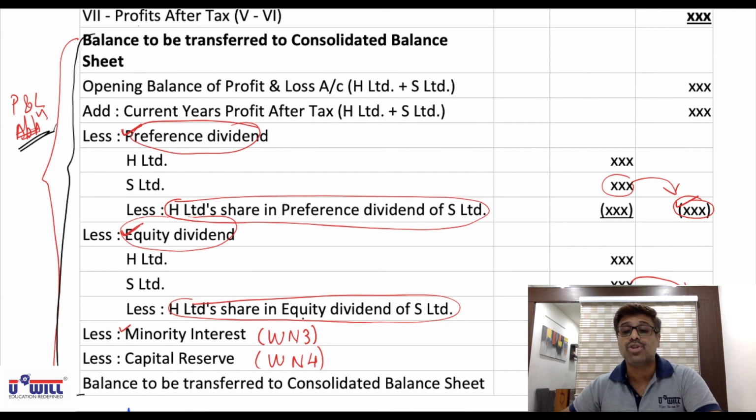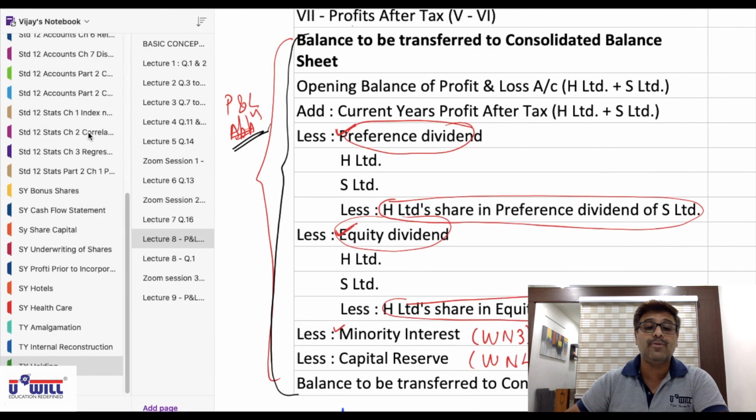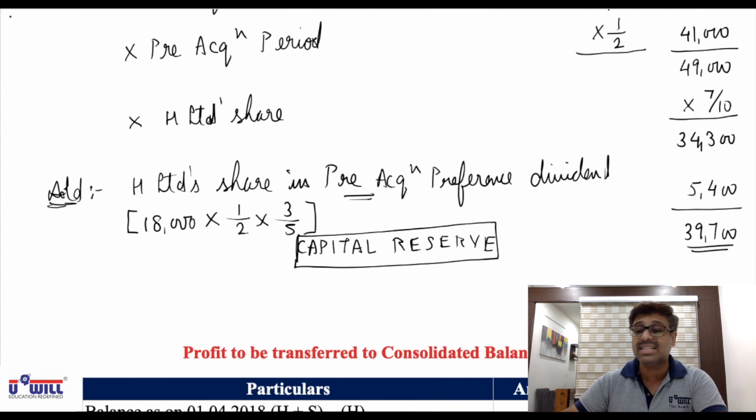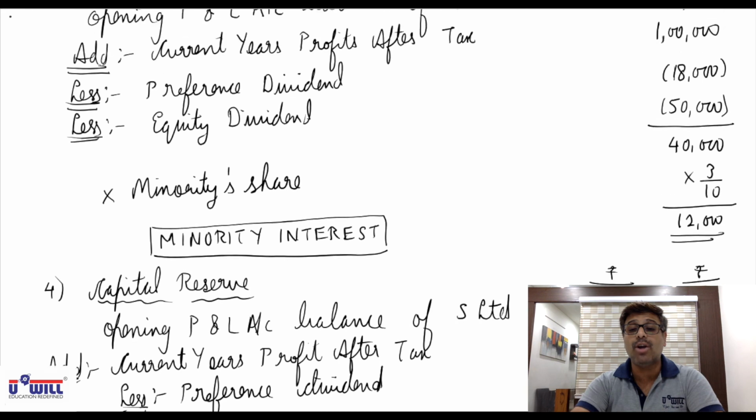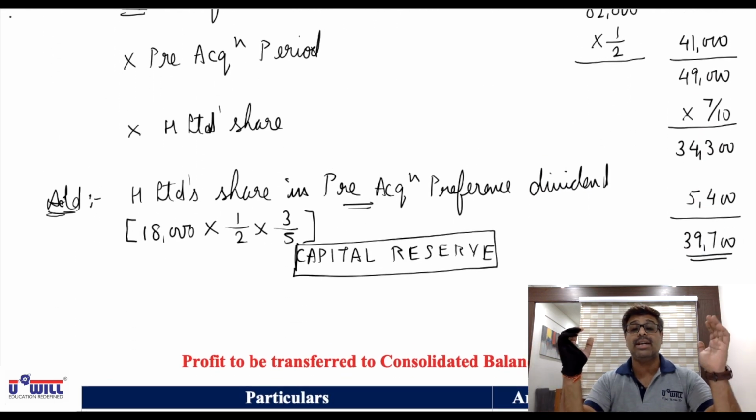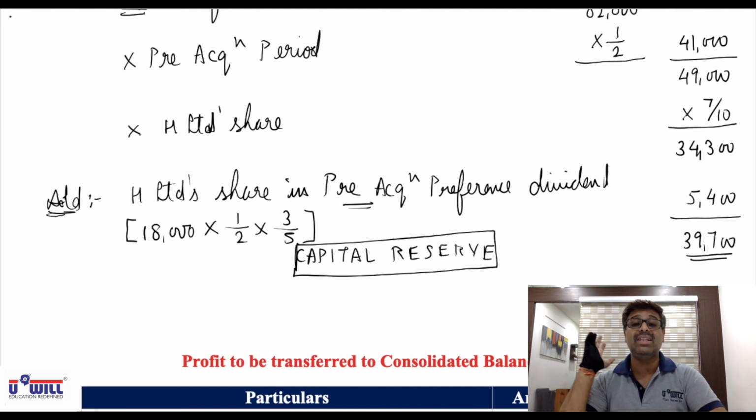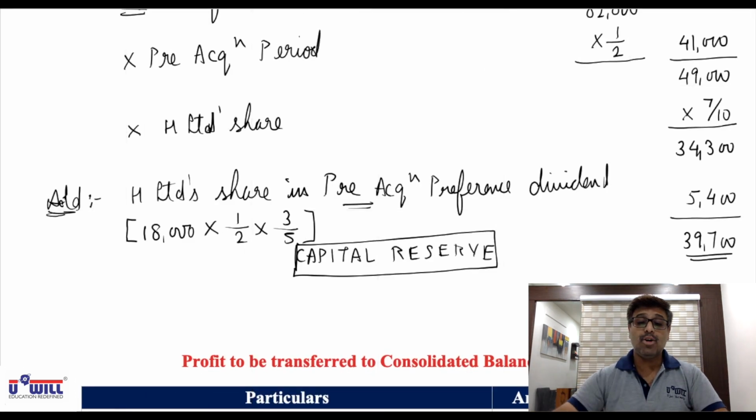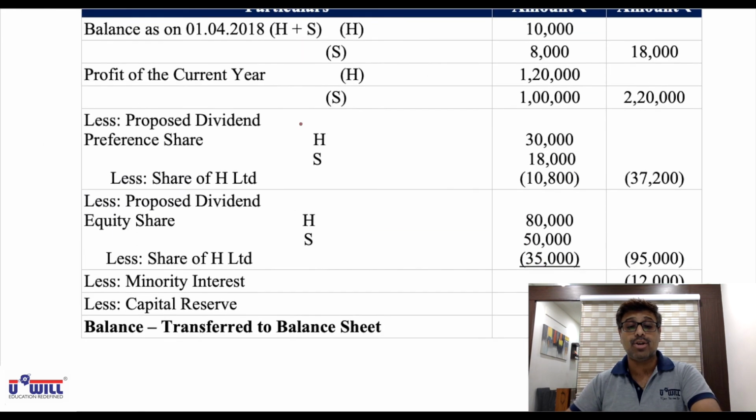This entire portion all of you make it, and do the solution on your own. Workings are already done. Figures are all already available. So this second part, profit to be transferred to consolidated balance sheet, make the format and put the figures on your own. Pause the video, try it on your own, and then play the video and verify whether you got it correct or not. Yes, I hope all of you would have completed this. Now verify whether you get the answers correct or not.